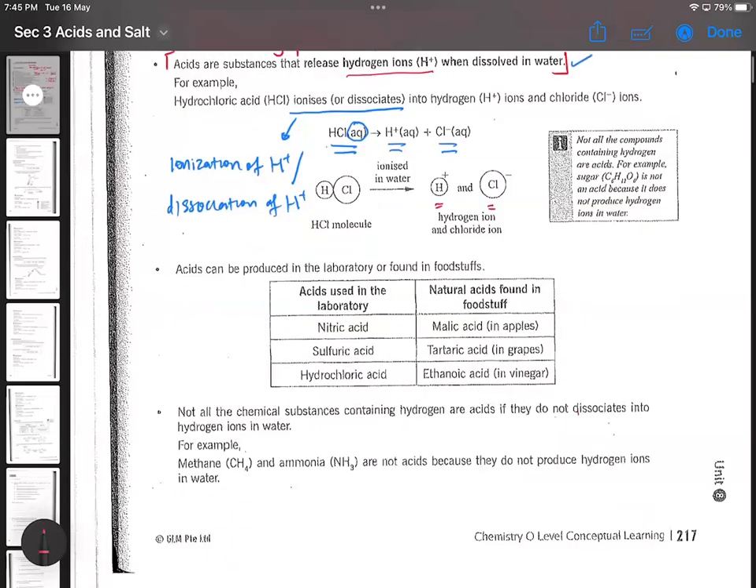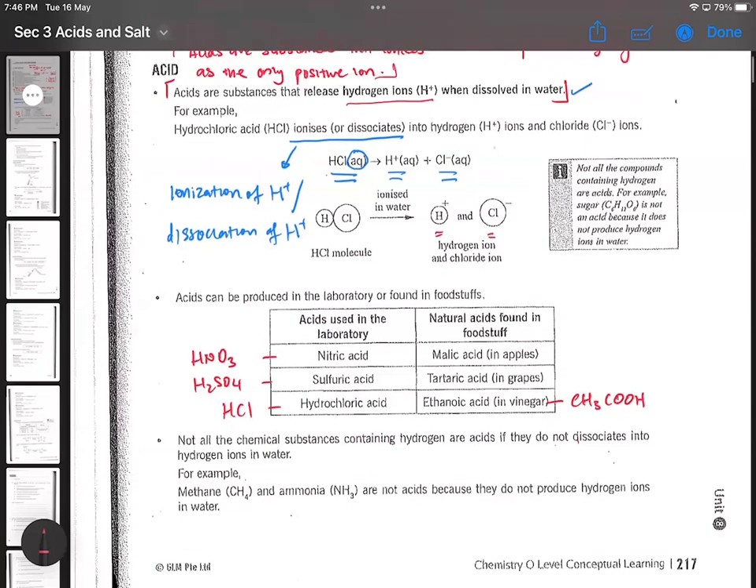Okay, so these are the common acids, and now I will give you the formulas of the 4 acids that are very common with the text that you'll be doing. Nitric acid, formula HNO3, sulfuric H2SO4, hydrochloric HCl, ethanoic acid, CH3COOH. Tartaric and malic are not common, so I'm not going to do them. Generally, these are your common acids that you need to know.